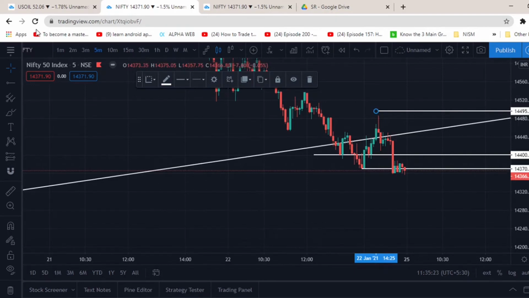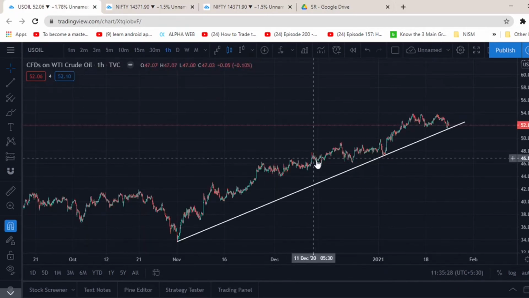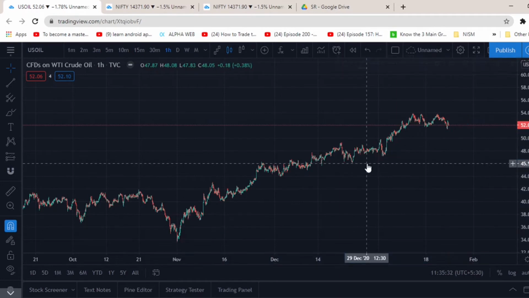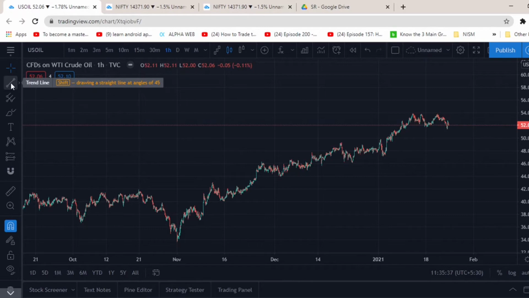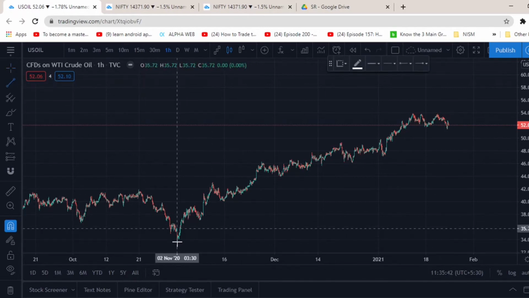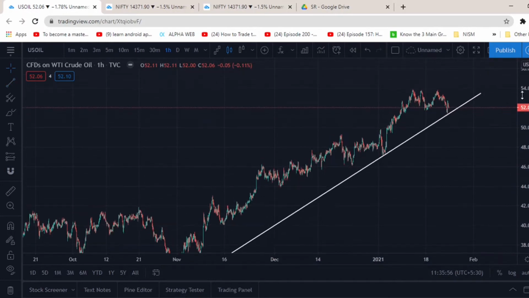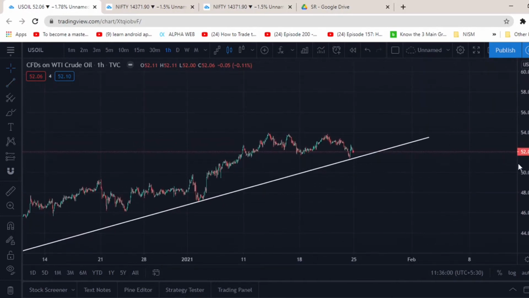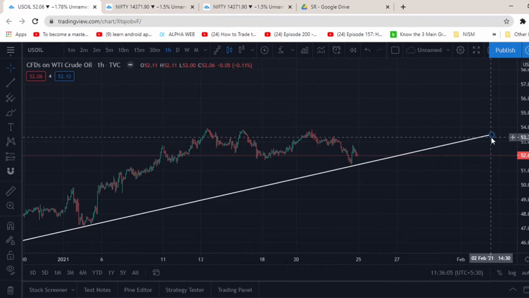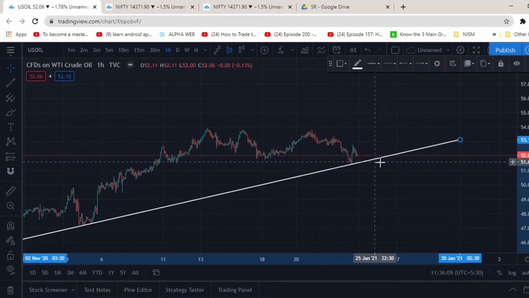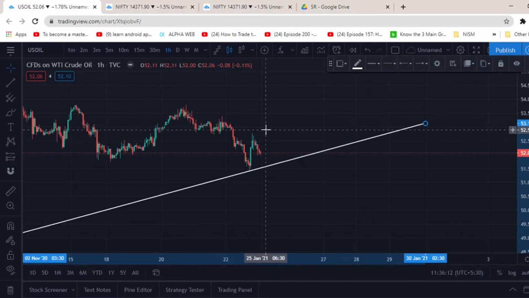So now we go and check, if the stock takes support, how do we enter the trade? This is American oil in dollar terms. How do we enter the trade for the long? I am drawing a line connecting the two swing lows to identify the support of the oil. So here the support is taken. What happened? It touched the trend line and bounced back.